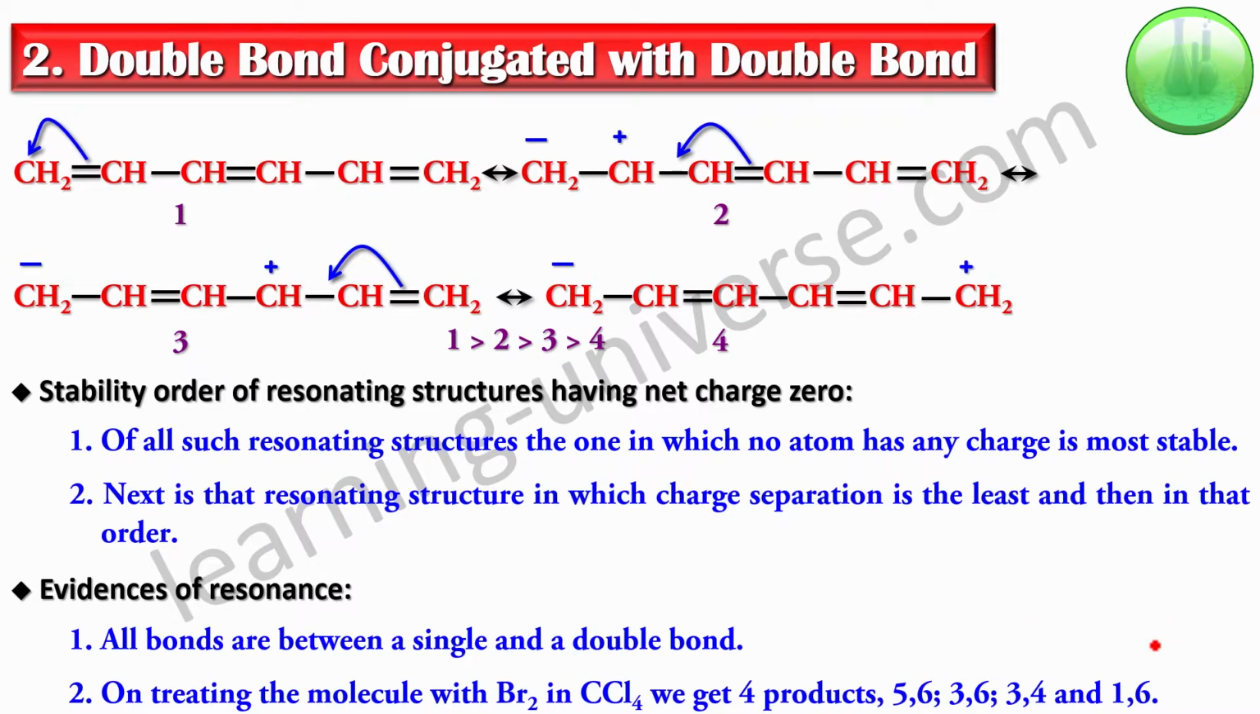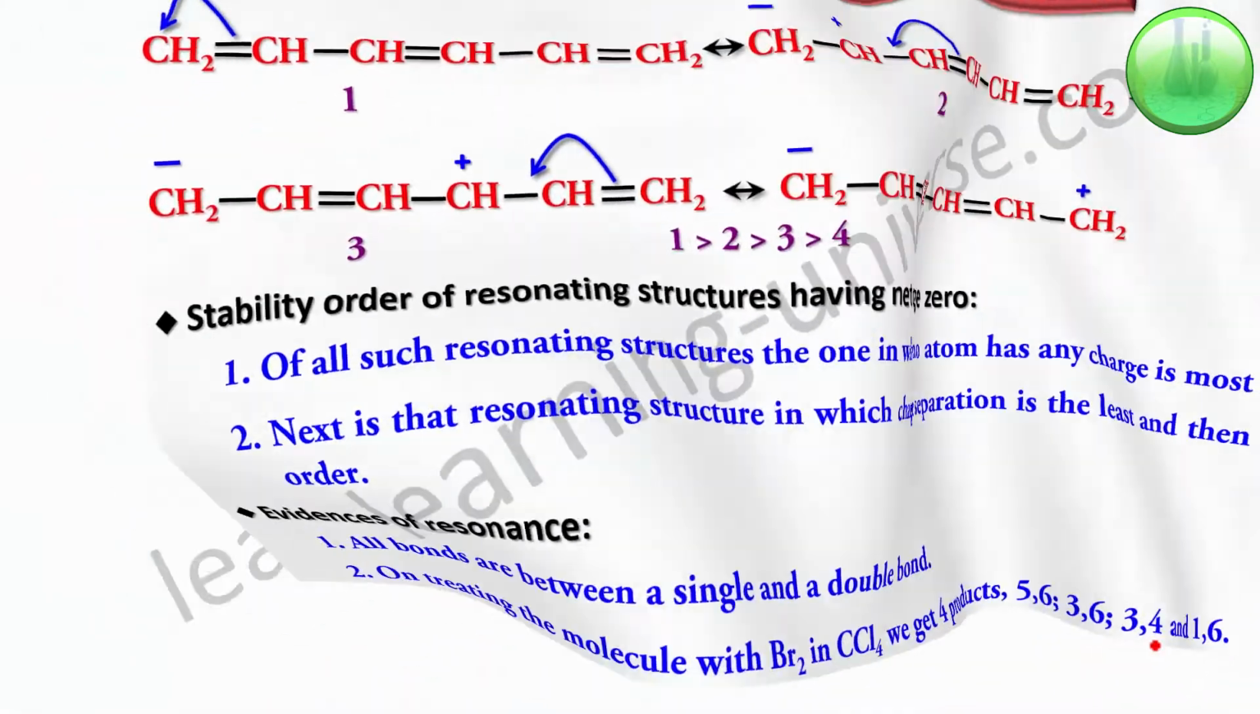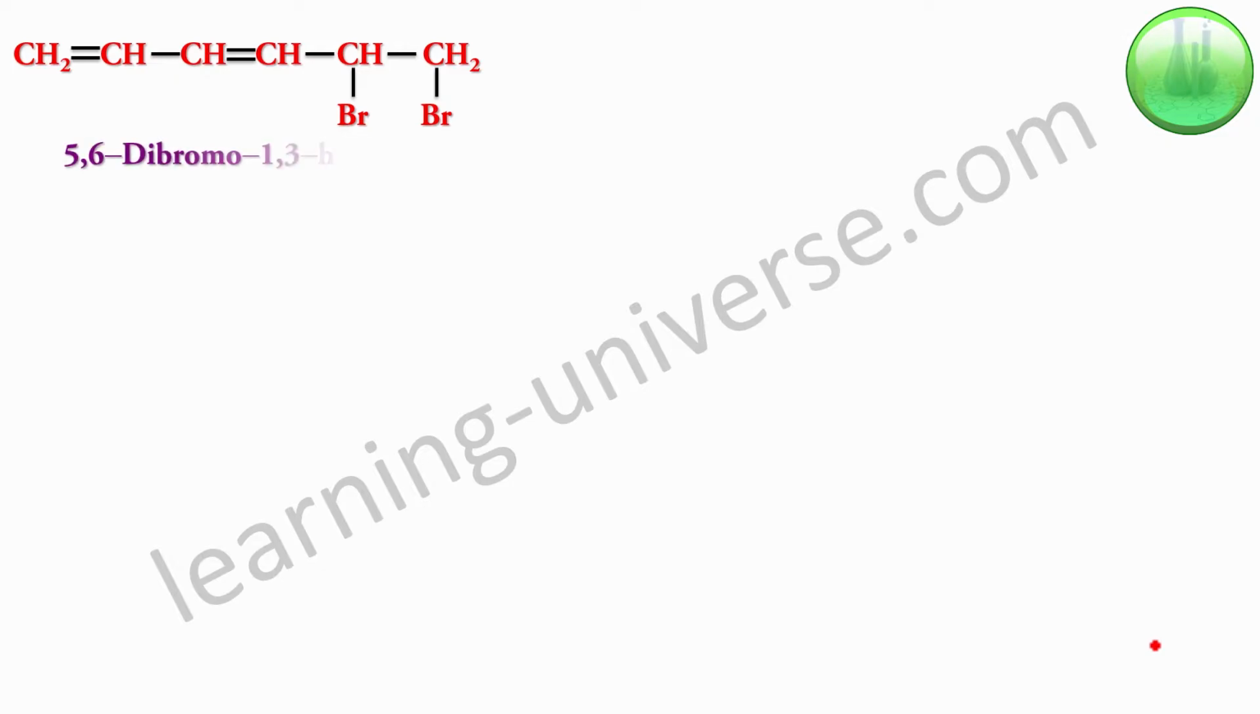Now let's look at the products first. The products would be like this. One attached to the 2 carbons at the end. This is called 5,6-dibromo-1,3-hexadiene.